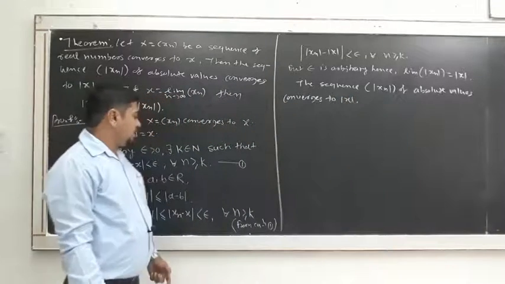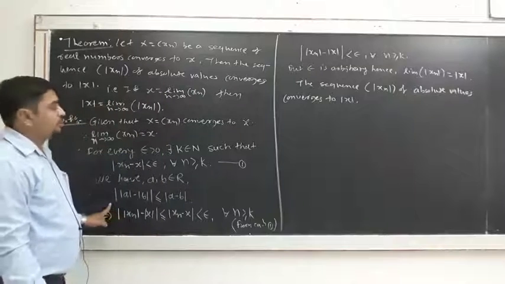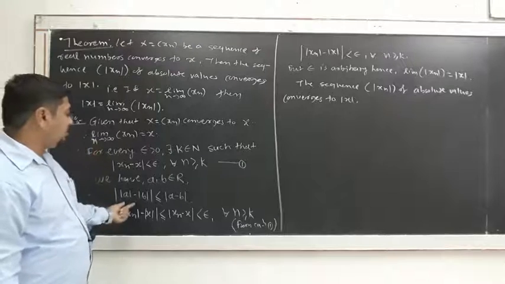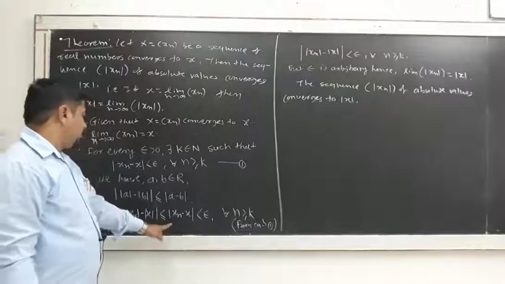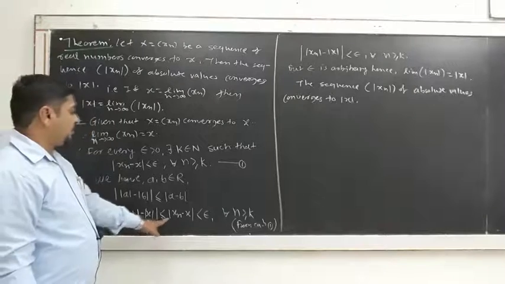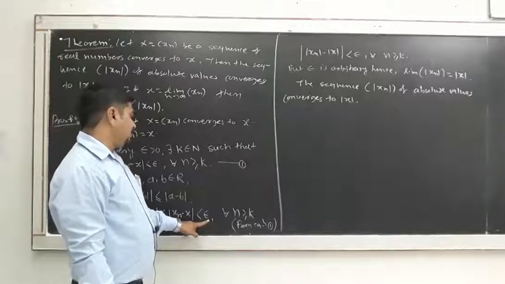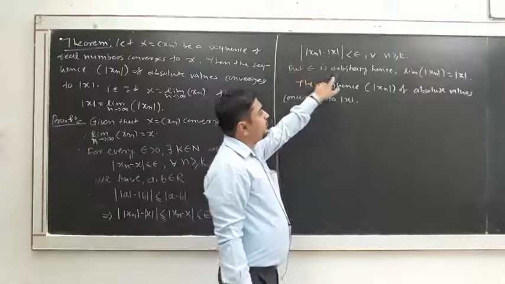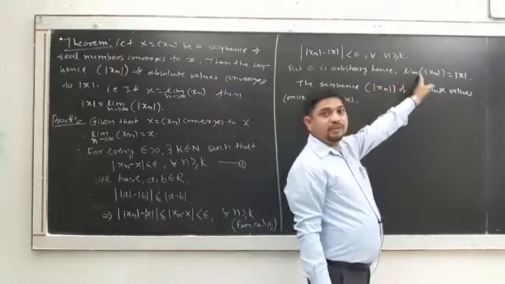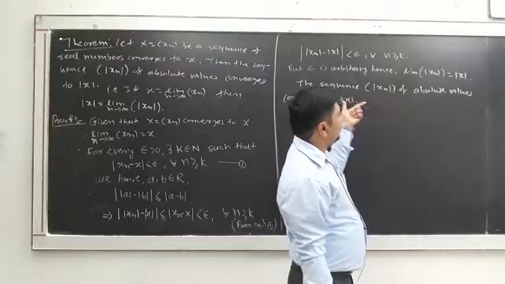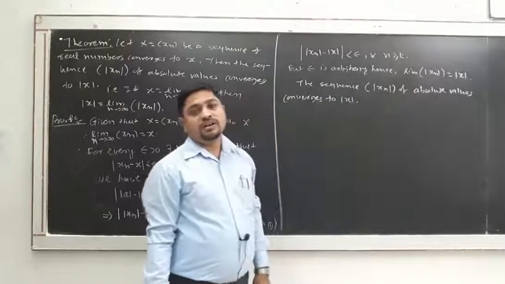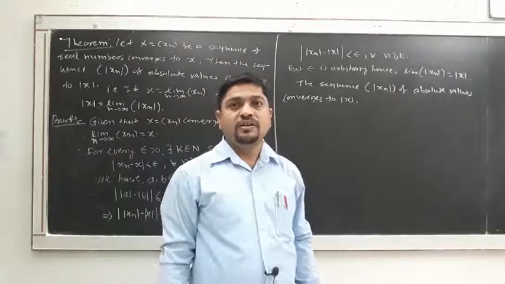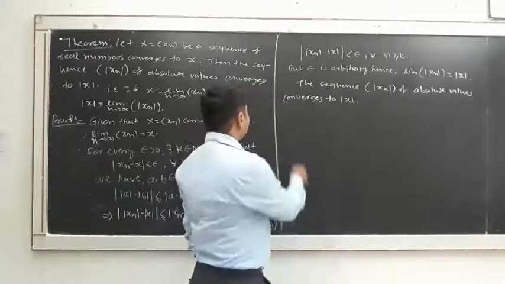You just have to use the one inequality. It's very simple. Just write the definition for the limit of the sequence and use this inequality. You will get ||xn| − |x|| ≤ |xn − x|, which is less than epsilon. This is nothing but the definition of the limit of a sequence, and therefore the sequence of absolute values converges to the absolute value of the limit.